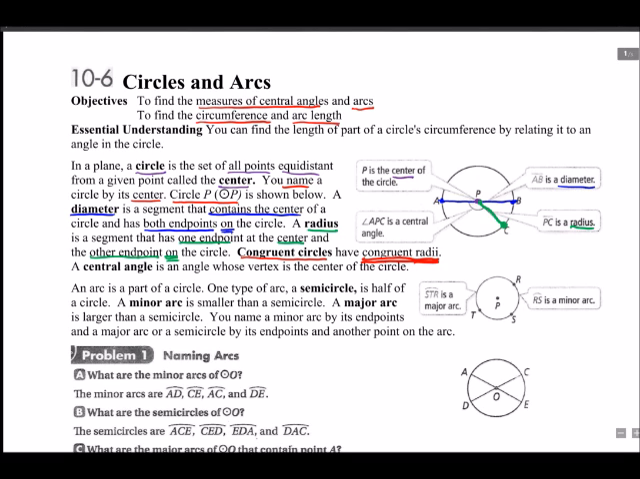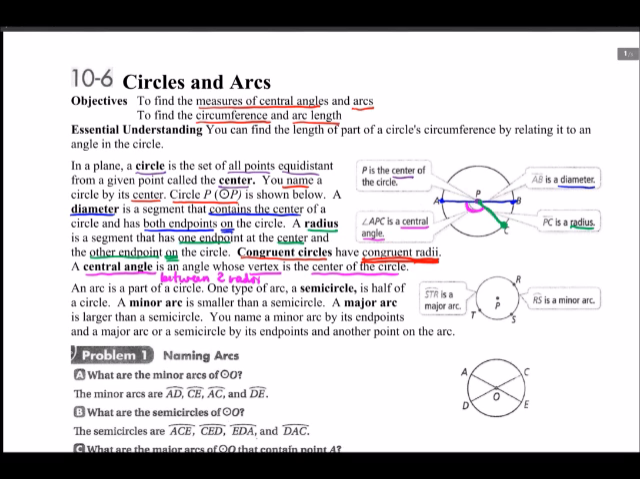And then here is a friend that we met a couple sections ago. The central angle is an angle whose vertex is the center of the circle. So we can mark this angle right here. That's a central angle, and it's just made by two radii. The central angle is between two radii. So we could add that in, between two radii. Something to remember.